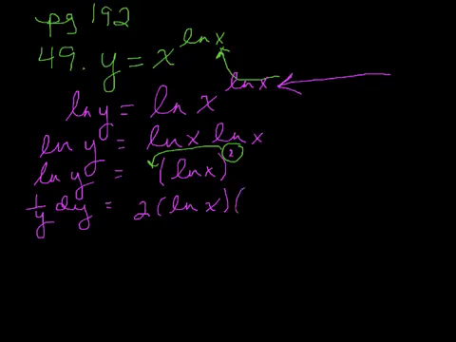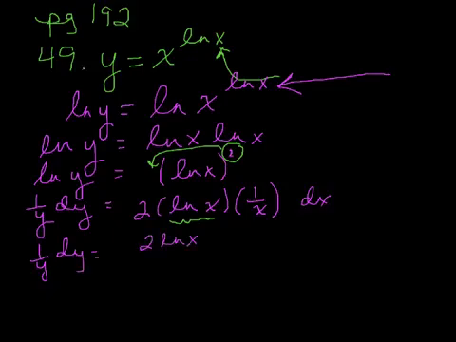Times the derivative of what's inside. And what's inside is this little natural log. So when I do the derivative, I get 1 over x. The derivative of x is 1. So all I have now is that little dx portion. So 1 over y dy equals... Okay, so putting it all together, you have 2 times the natural log of x over x times your little dx. Multiply both sides by y. Oops, I put dy, but I meant dx.